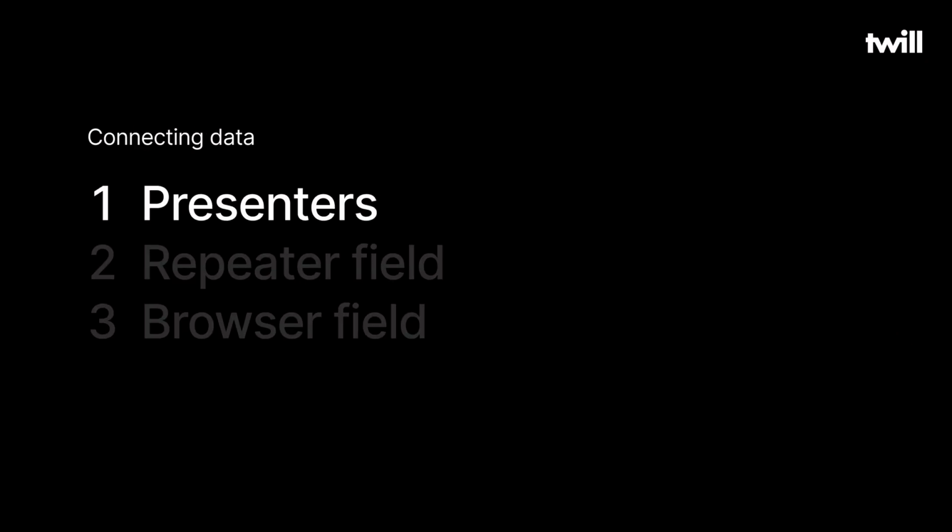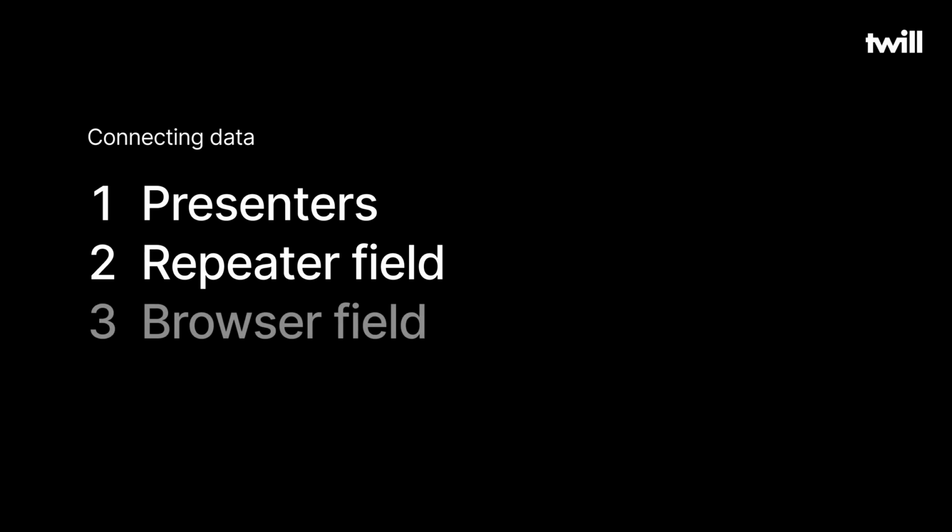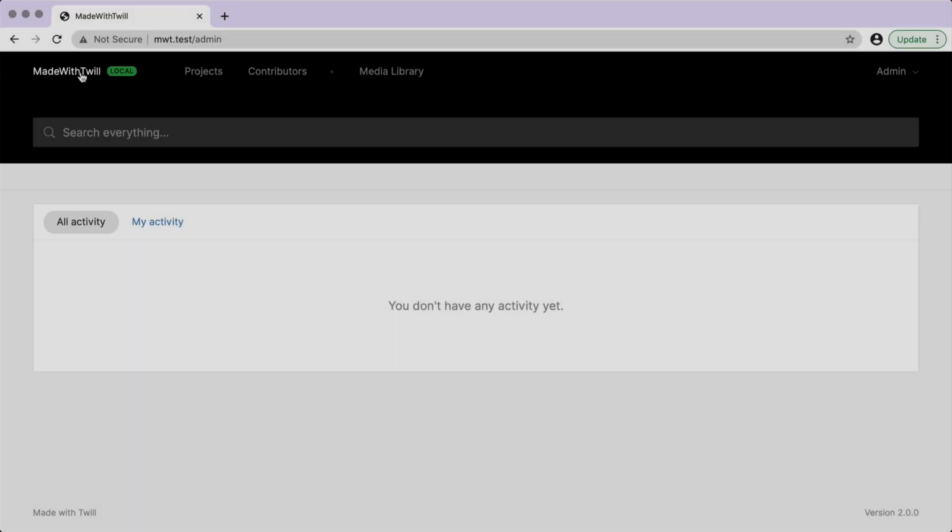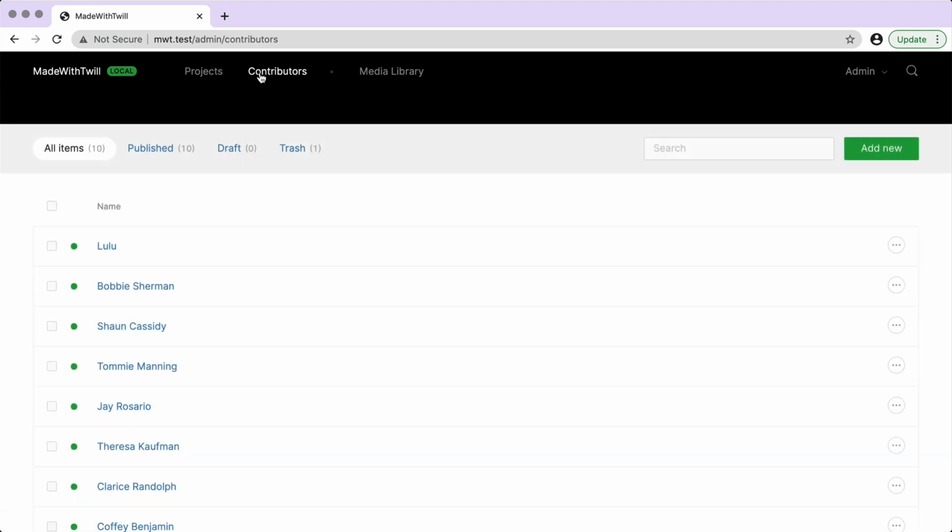First, we review how presenters work. It's a smart approach to keeping single-purpose display functions separate from data and logic. Then we'll learn about Twill's repeater field, a handy form element that allows a user to use additional amounts of a specific form element. Finally, we look at the browser field. It empowers an editor to make selections based on other modules by browsing their data rows, almost like a mini list view.